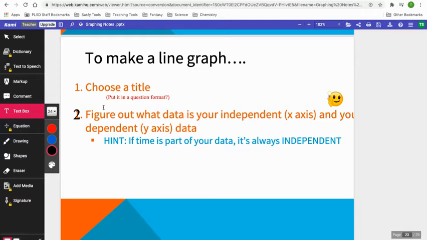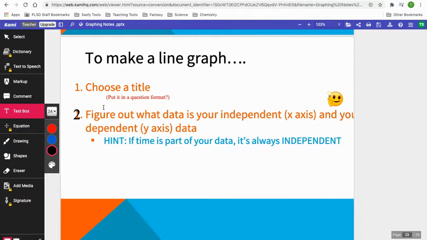Okay, and so let's put it this way. If you have a boring title, I'm not going to want to look at your graph, nor am I going to want to grade it. So you always want to make your graph interesting to the point that it's going to make somebody want to look and analyze the data that is related to your title.